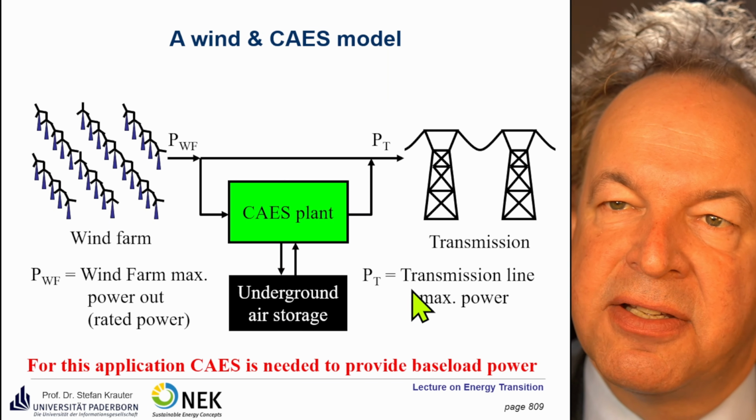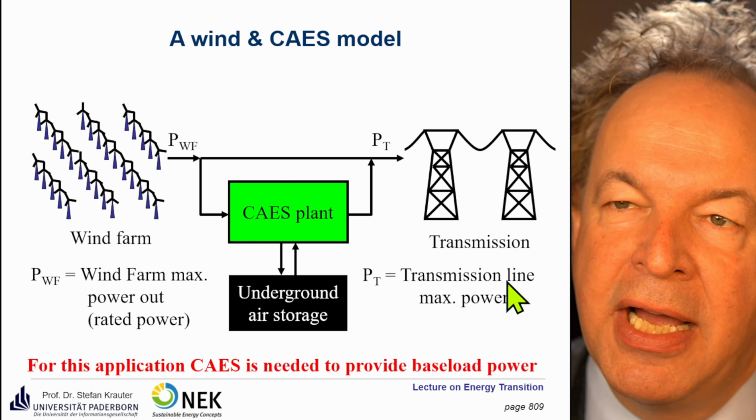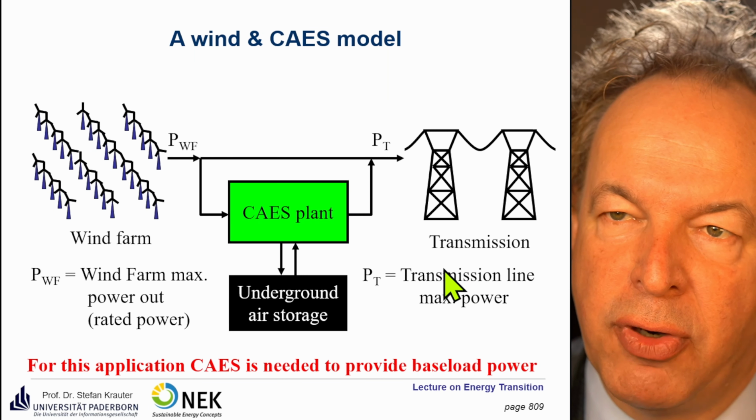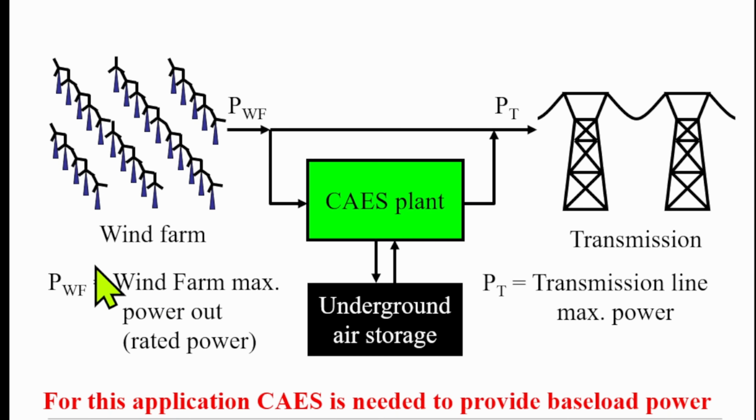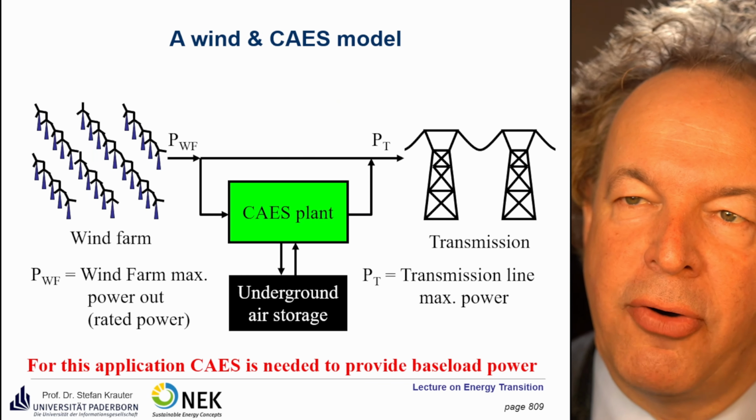And PT is the transmission line maximum power. In order to save transmission costs, we want to avoid big fluctuations and big peaks there. For this application, we need the CAES to provide baseload power. That's not always the case, but in this case, the optimization is carried out for that case. So for this application, we want to provide baseload power.